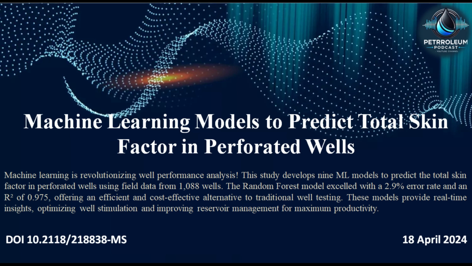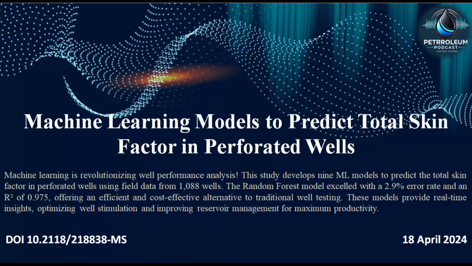So for our listeners who might not be data scientists, could you break down how this machine learning thing actually works? Like, what's the basic concept here? Sure. So at its core, machine learning is about training computers to learn from data. In this case, we feed the computer a massive amount of data about different wells, including their skin factors and all sorts of other relevant information. The computer then analyzes this data, identifies patterns and relationships, and builds a model that can predict the skin factor of a new well based on its characteristics.